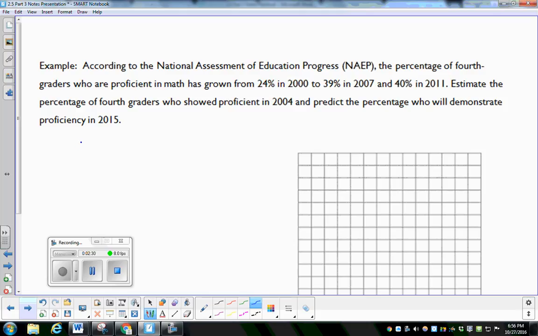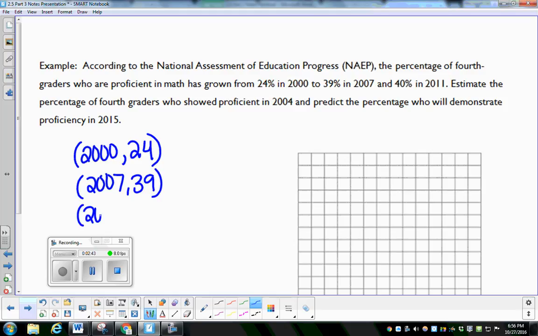So I know that in the year 2000, 24% of fourth graders were proficient. In 2007, 39% were proficient. And in 2011, 40% were proficient. I listed my years as the X value because they are independent. The number of students proficient depends on what year it is. So I'm listing the years as the independent variable, X, and the proficiency percentage as the dependent Y variable.